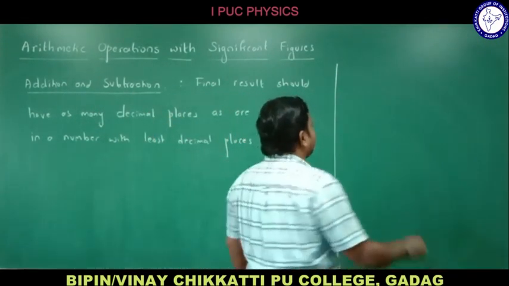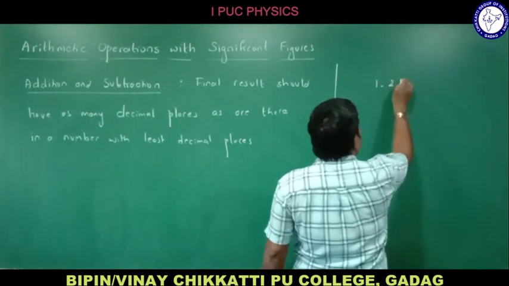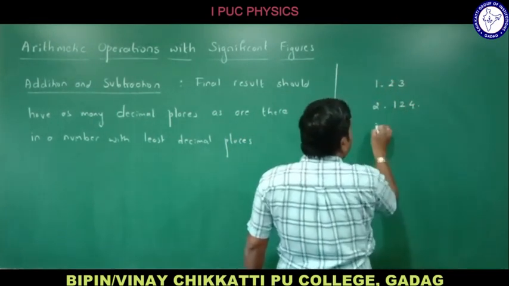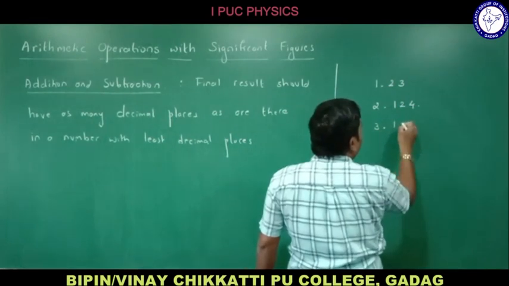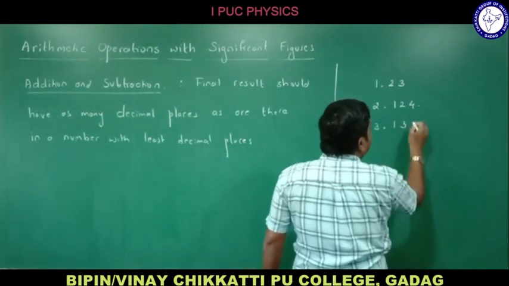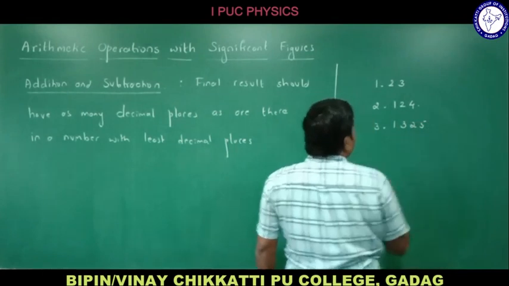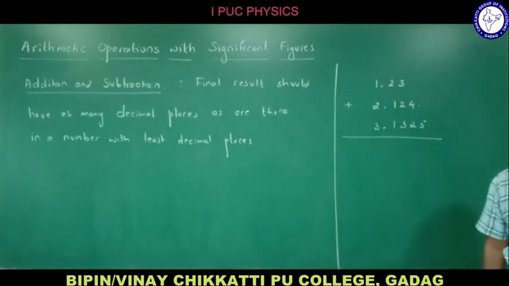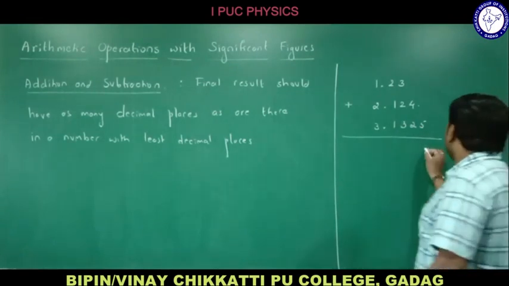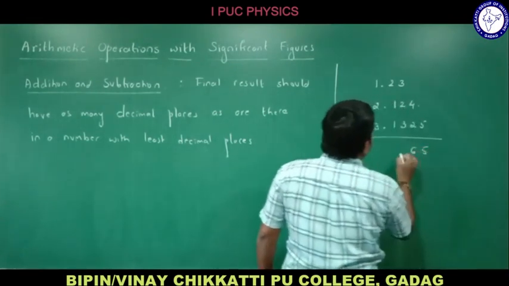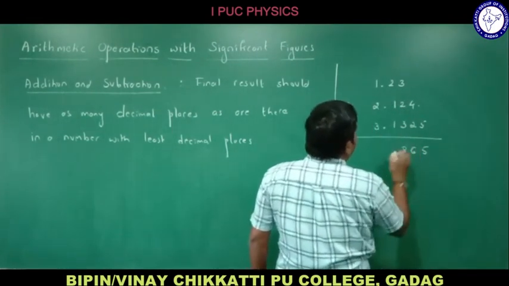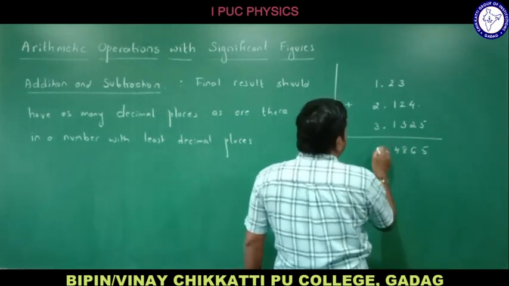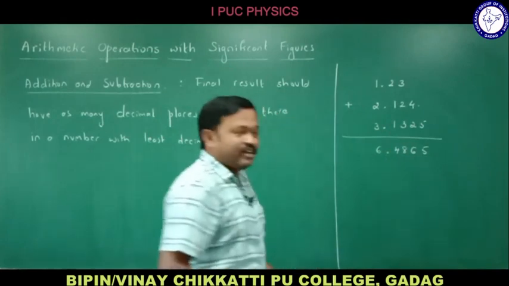Okay, let me take one example here. There is a 1.23, 2.124, 3.135. Let me add these three, right? If I add these three, I will be getting 6.486. How much do you get now here? 6.4864... Okay, this much you got, right?